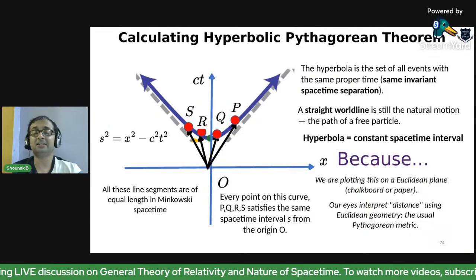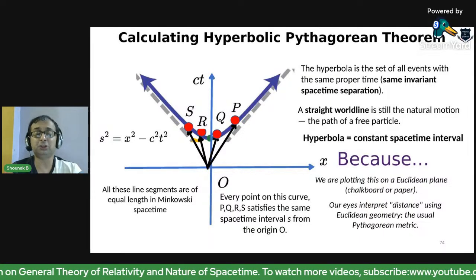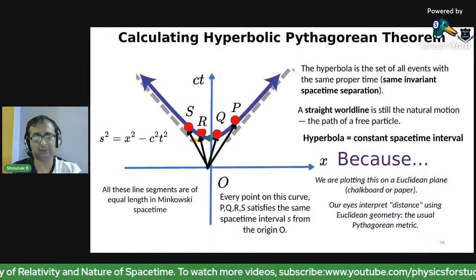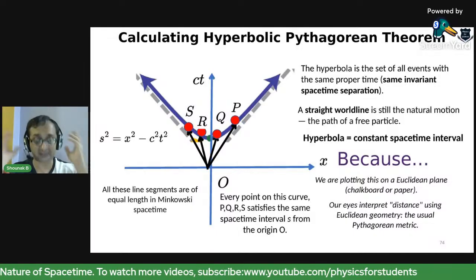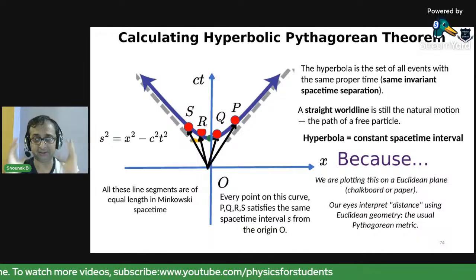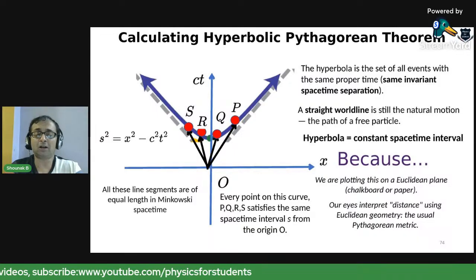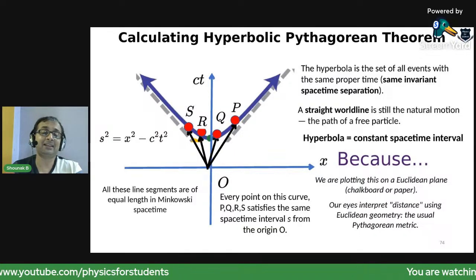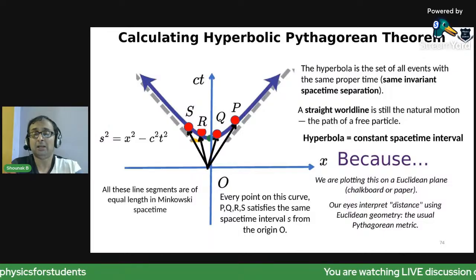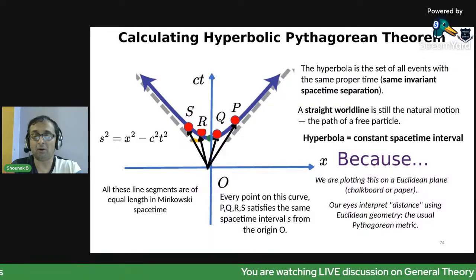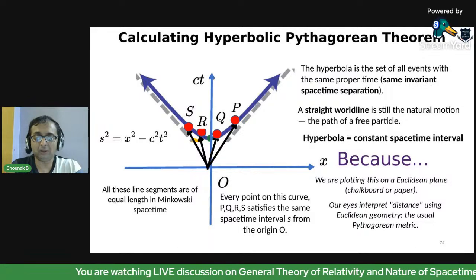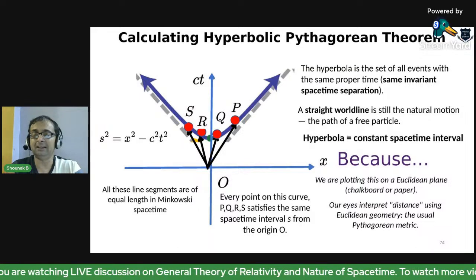Because you are seeing only the spatial dimension, but this is spacetime. We are plotting this on a chalk and board system, but our eyes cannot see the spacetime part. So the hyperbola is a set of all events at the same proper time, and all these line segments are of equal length in spacetime.